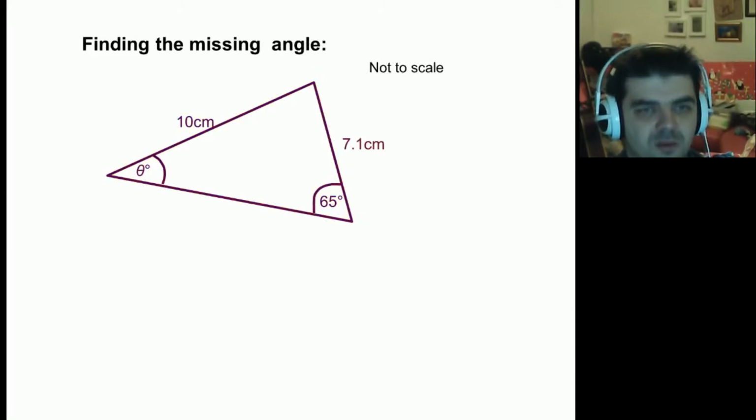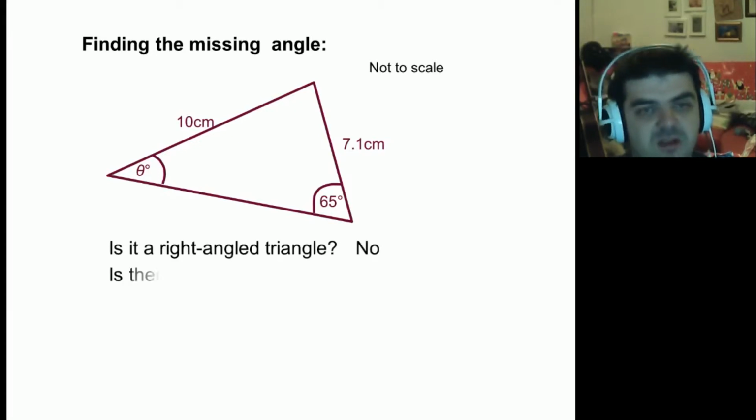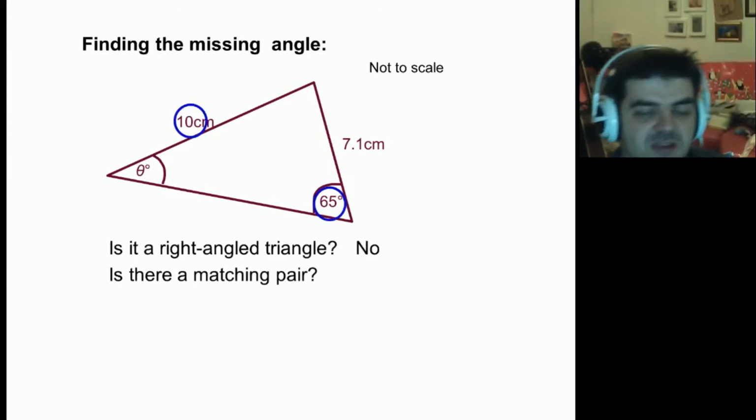We'll look at another one. So here we've got a missing angle. We know two sides, but have we got a matching pair? It's not a right angle triangle. Is there a matching pair? There is, the 65 and the 10 again.